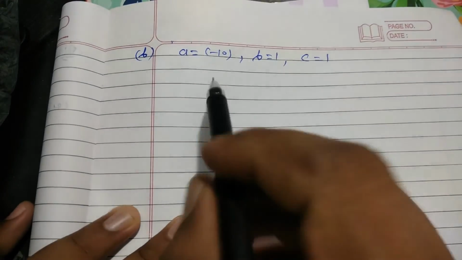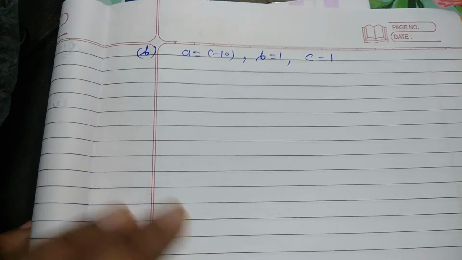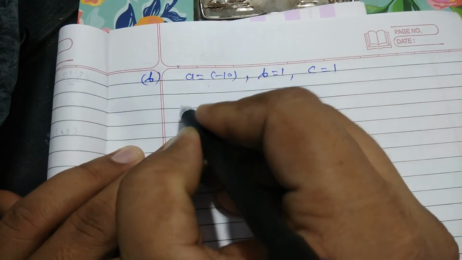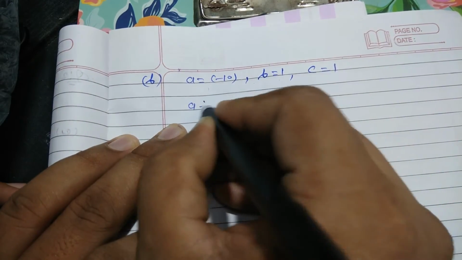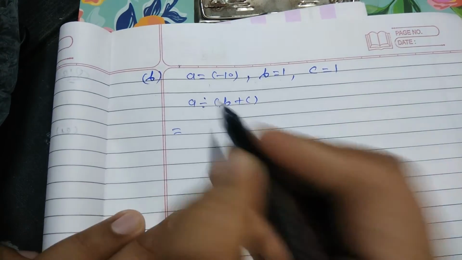Next sum, b. a is equal to minus 10, b is equal to 1 and c is equal to 1. So first we will check for one side, that is a divided by, in the bracket b plus c. We will put the values of a, b, c.